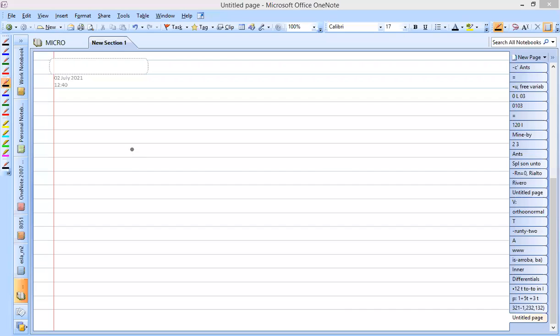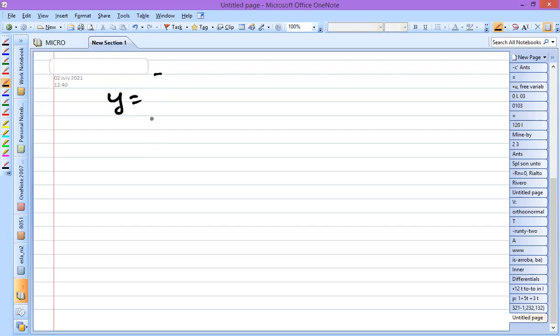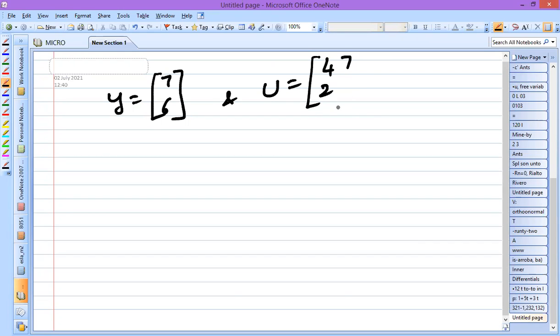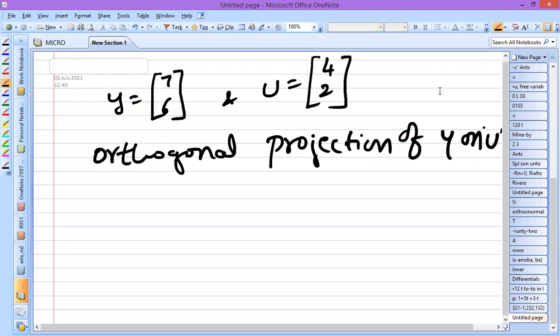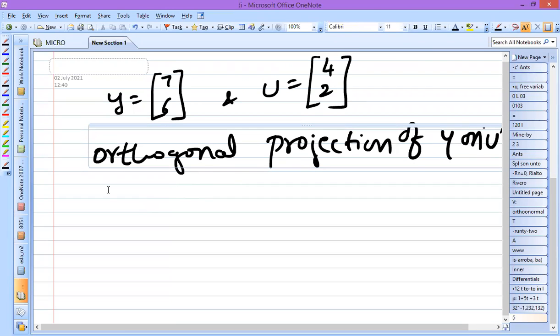Take down the next problem. Let y is equal to 7, 6 and u is equal to 4, 2. Find the orthogonal projection of y on u. y and u are given and we are asked to find the orthogonal projection of y onto u.